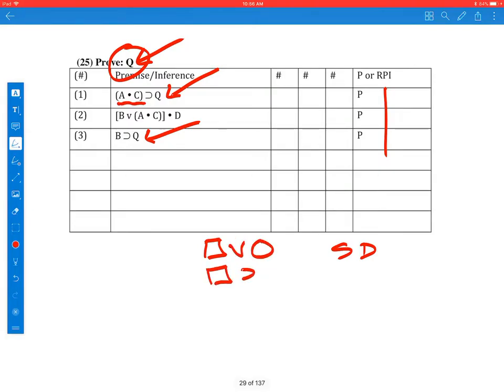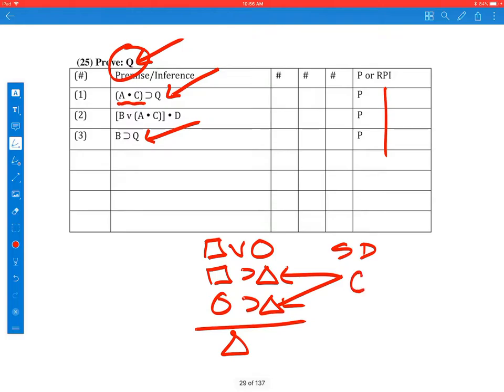Let's say box or circle. If box, then triangle. If circle, then triangle. So what are you going to get? Either way, you're going to get a triangle. Okay, and our triangle, as it were, in this case is Q. We saw Q in that place. So the question is, do we have a substitution instance of these three lines? And if we do, we can use simple dilemma to get to our Q.